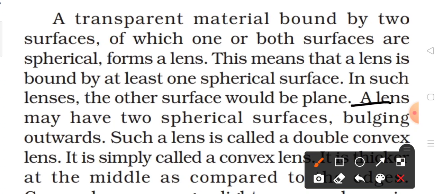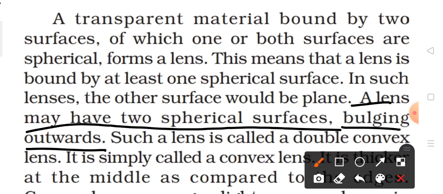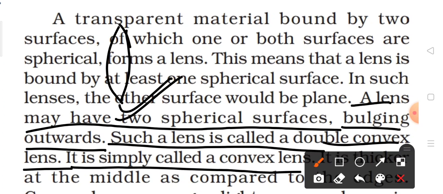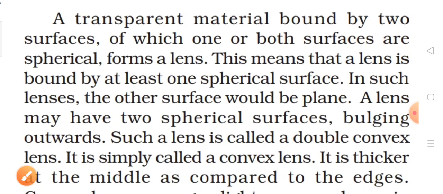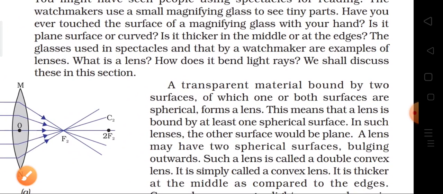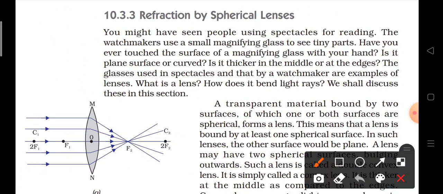A lens may have two spherical surfaces bulging outward. Such a lens is a double convex lens. It is also simply called a convex lens. And it is thicker from the middle as compared to the edges. Clear?